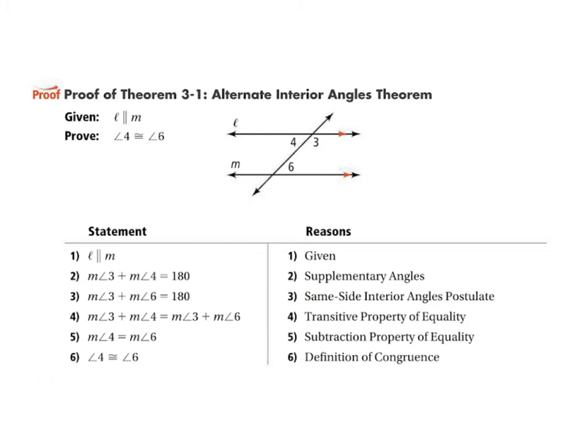Okay, so what we can then do is, by the transitive property of equality, say that if this is equal to 180 and this is equal to 180, then this and this are equal to each other. And then subtracting away the measure of angle 3, the subtraction property of equality, we have this statement, and if the measure of angle 4 is equal to the measure of angle 6, then angle 4 is congruent to angle 6, by the definition of congruence. So that proves that alternate interior angles are congruent.